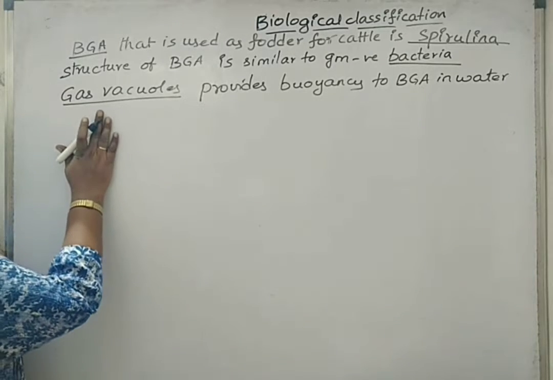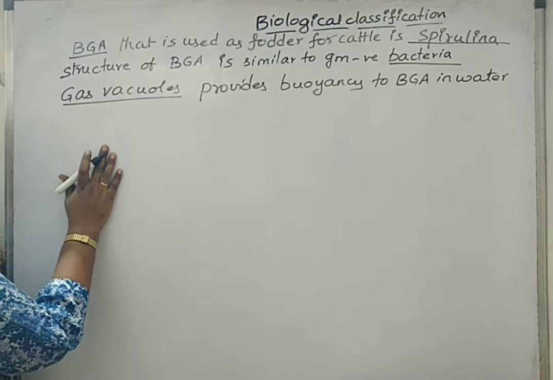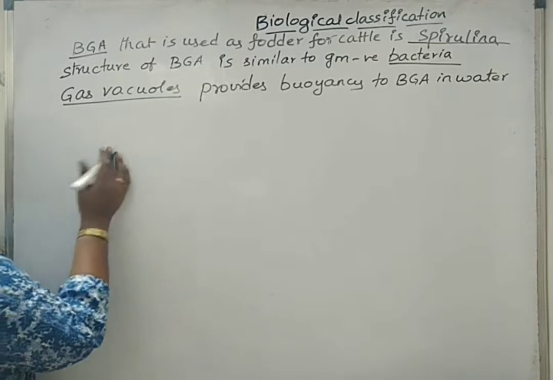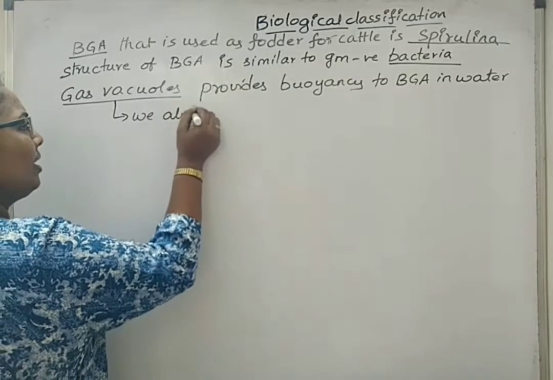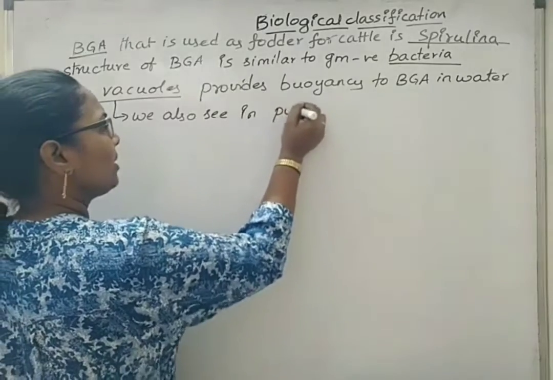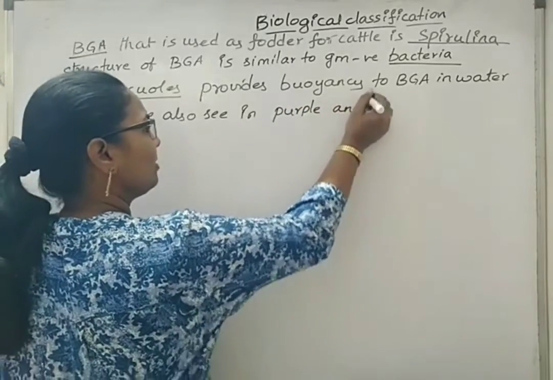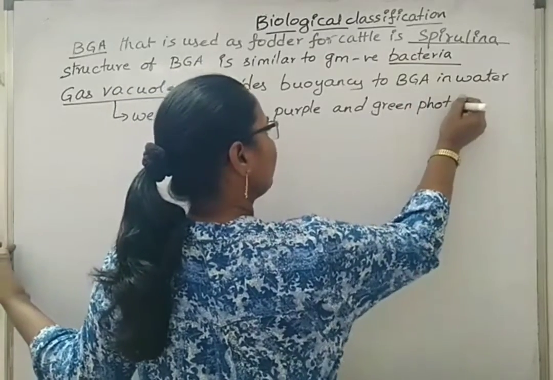Next, this gas vacuoles term we can also see when we are reading about purple and green photosynthetic bacteria.